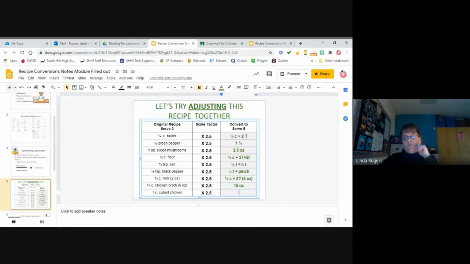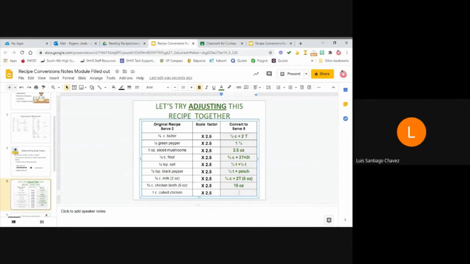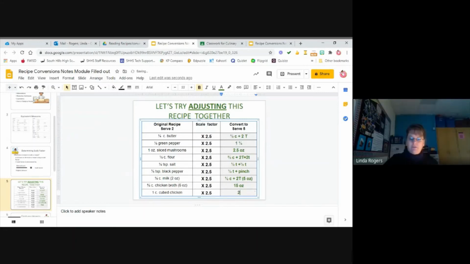Now, 1 cup of cube chicken. How much cube chicken are we going to do? That one's easy. 1 cup is the original amount, and we need enough for 5. So we're going to take our 1 cup times 2.5, which is going to give us about 2.5 cups of chicken. Does that make sense?